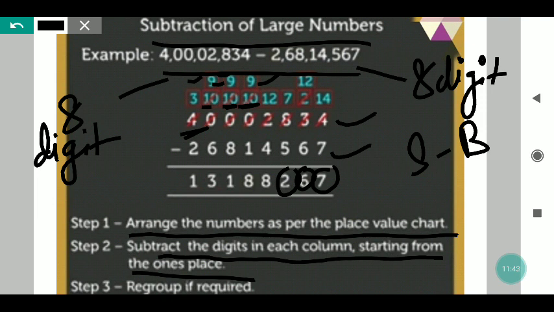So 12 minus 4, 8. Now 9 minus 1, 8. 9 minus 8, 1. 9 minus 6, 3. And 3 minus 2 is 1. You can see, students, you can observe that after arranging all the numbers, the subtraction was too easy. Okay, and after taking all the borrowings also, it was too easy because we have taken the carry properly.